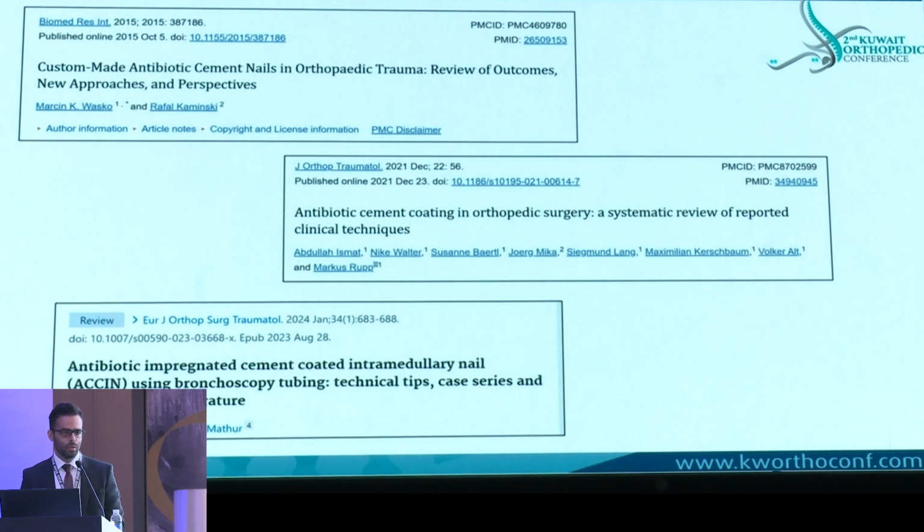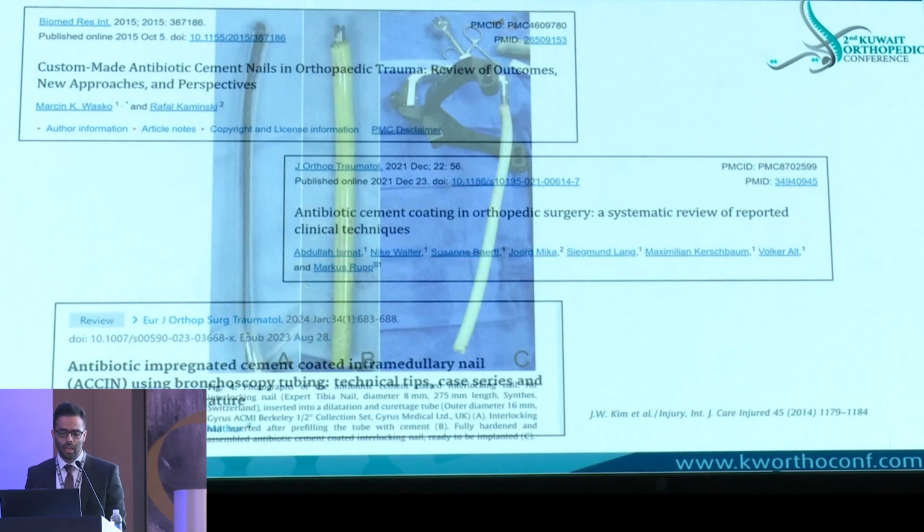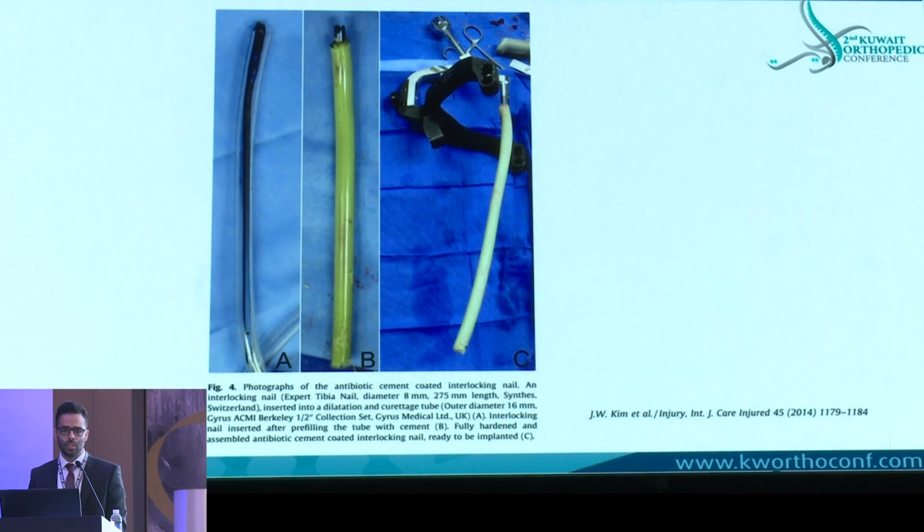I'm just going to briefly touch on the antibiotic-coated nail. There are many ways on how you can create one. There are many tips and tricks and techniques on how to make your own antibiotic nail. My preference is to use a chest tube. Unfortunately, in Kuwait, we only have a 36 French-sized chest tube. And I checked all hospitals. Unfortunately, we don't have anything bigger.